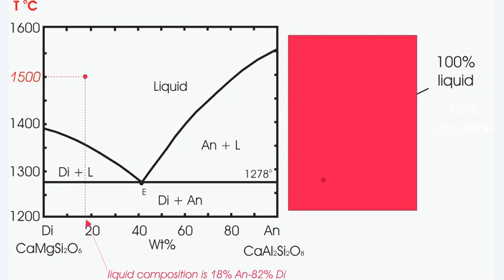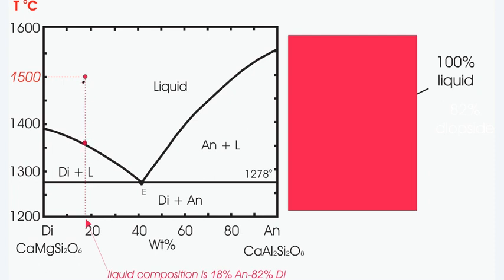Now consider the bulk composition: how much percentage of liquid and how much percentage of solid. We started with 100% liquid, with diopside 82 and anorthite 18. Now liquid is not 100%, because some solid, that is diopside, is already forming. At any point we can calculate the percentage of solid and liquid within the magma. That is the bulk composition, and it is also the lever rule.